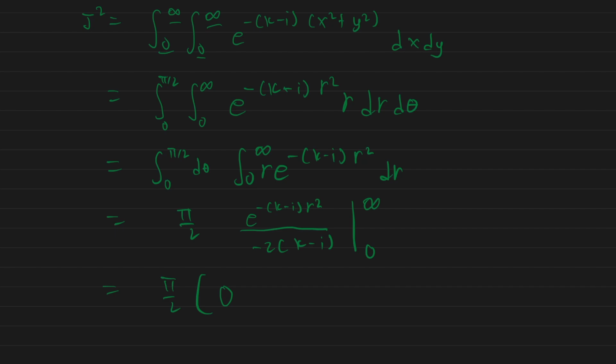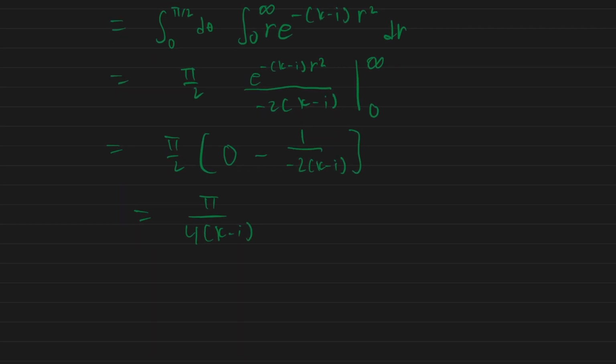Now let's look at our next part. Now we put in r equals 0, so the exponential term on top becomes 1. So we get 1 over the bottom part, which we don't change: negative 2(k minus i). So let's simplify this. We get pi over 4(k minus i).